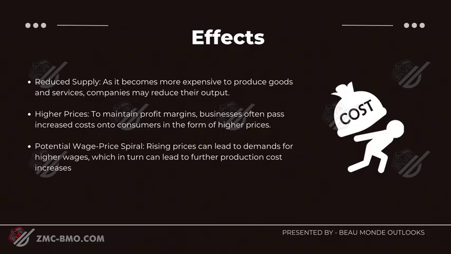Reduced supply. As it becomes more expensive to produce goods and services, companies may reduce their output, and this, of course, raises the price. Higher prices, because, of course, to maintain profit margins, businesses often pass the increased costs onto consumers via higher prices. And finally, a potential wage price spiral. Rising prices can lead to demand for higher wages, which in turn can lead to further production cost increases.